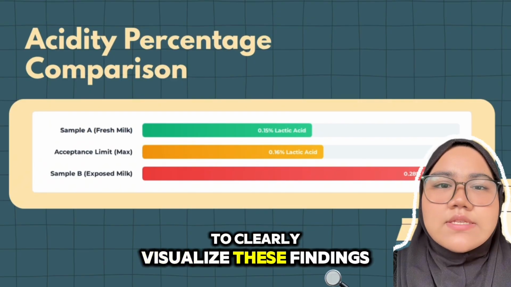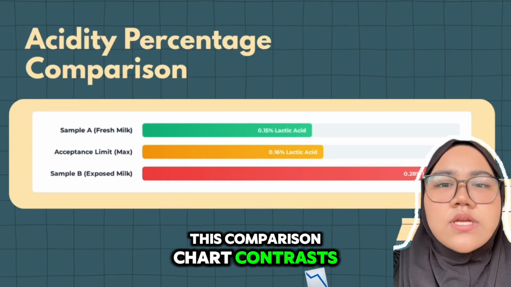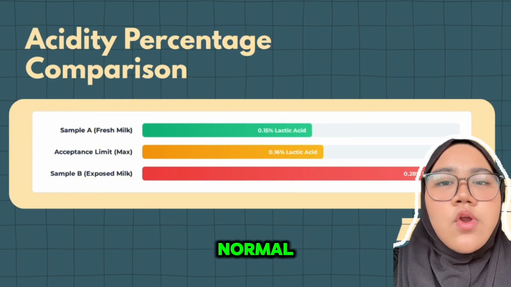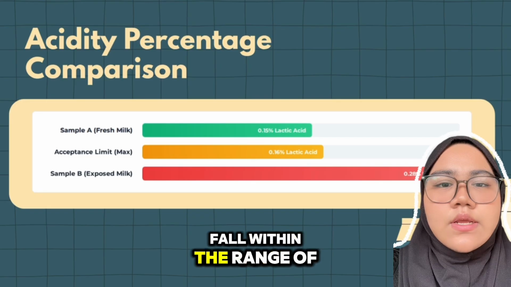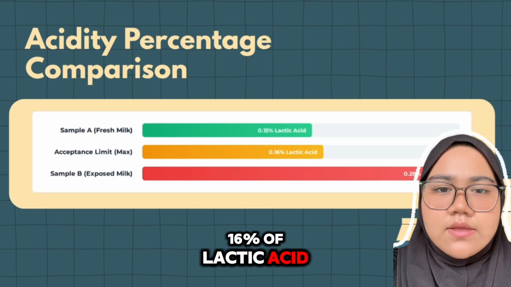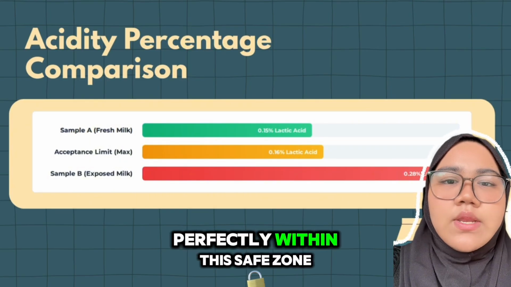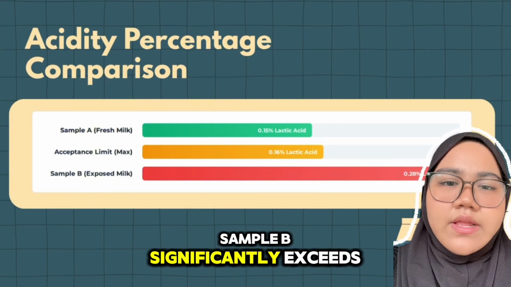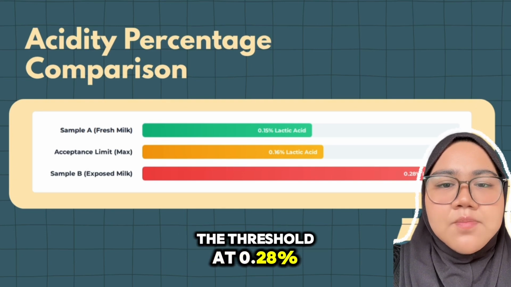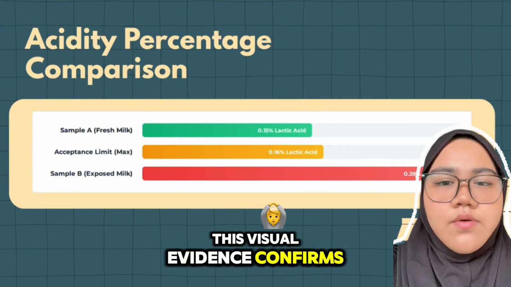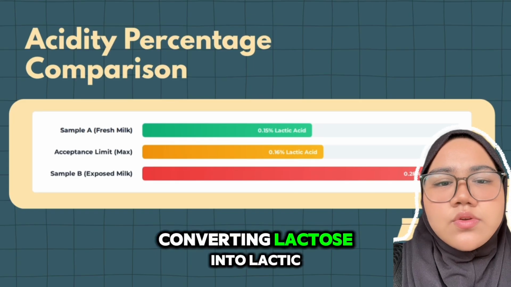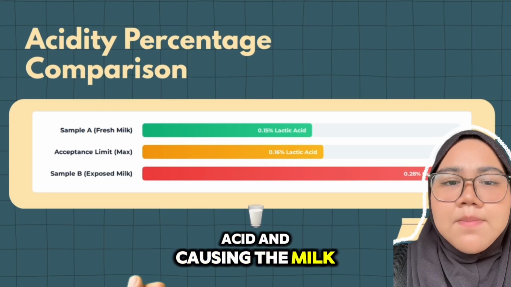To clearly visualize these findings, this comparison chart contrasts both samples against the maximum commercial acceptance limit. Normal pasteurized milk should strictly fall within the range of 0.12% to 0.16% of lactic acid. While sample A sits perfectly within this safe zone, sample B significantly exceeds the threshold at 0.28%. This visual evidence confirms that prolonged exposure leads to heavy bacterial activity, converting lactose into lactic acid and causing the milk to spoil.